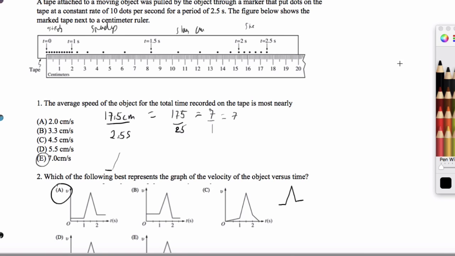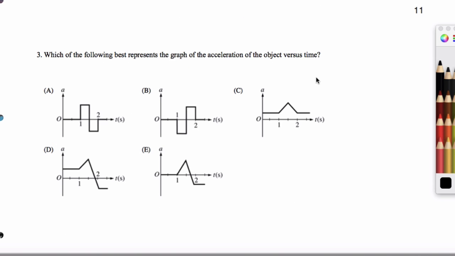Now for choice B, I want to be clear. So for number 3, I'm going to take a little bit of number 2 and borrow it. So I have this as my graph. So this is V versus T. Let me explain why we're going to borrow this, because I'm going to take this graph and use it to solve number 3. So A is correct. Now let's go here.